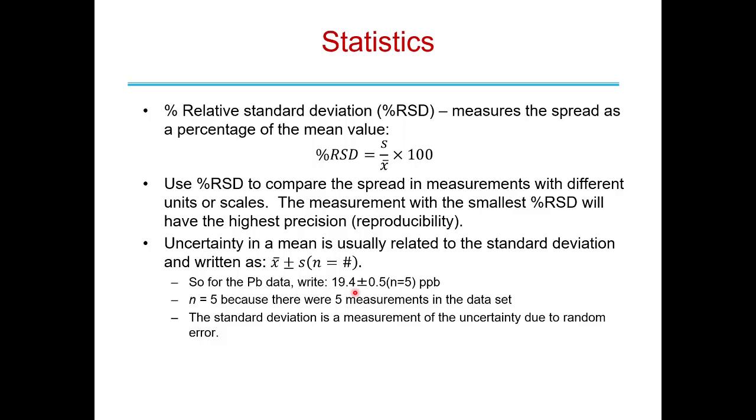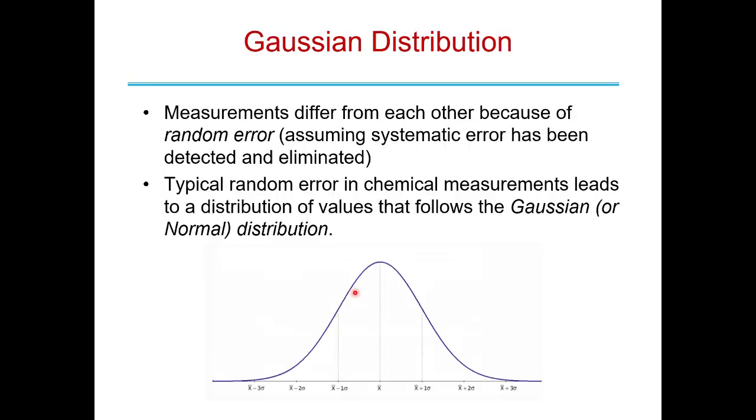Well, it turns out we know something about the way that random error kind of spreads out and how far away it can move you from the true value. And it turns out that random error follows something that we call the Gaussian distribution. This is also sometimes called the normal distribution or the normal error curve. And this is a way of representing the chances of making a particular measurement due to random error. So measurements differ from each other because of random error. Typical random error in chemical measurements leads to a distribution of values. So how likely are you to measure something?